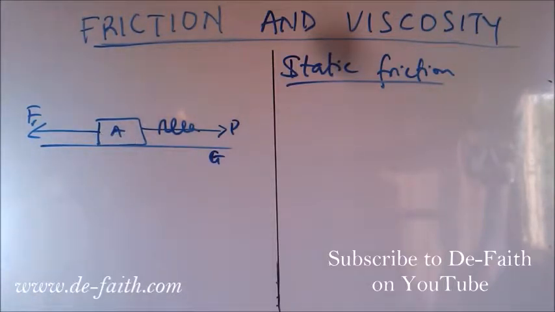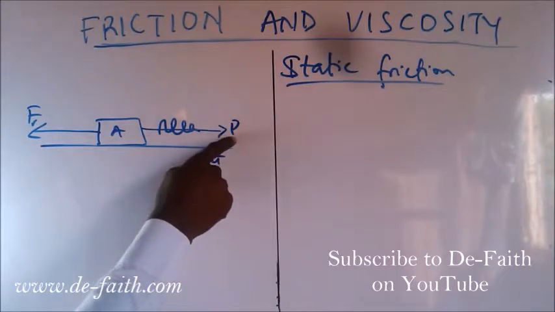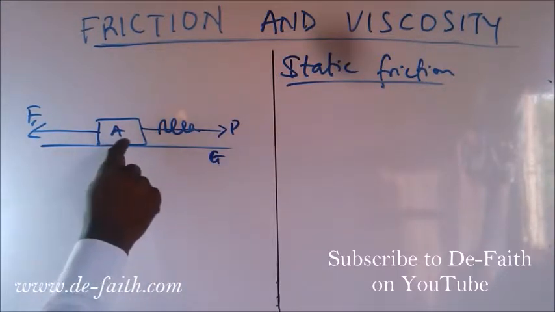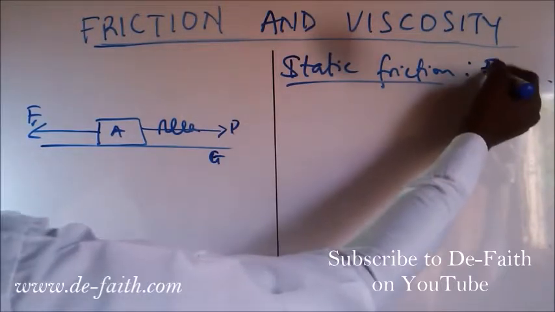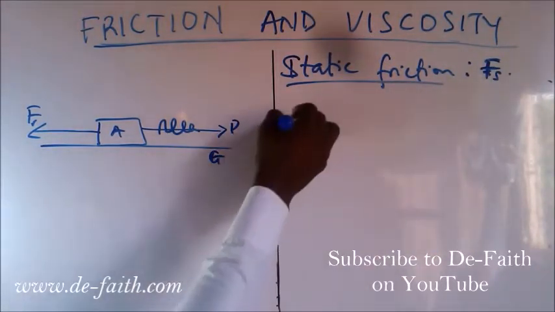Continue to increase the force, and you will get to a particular force at which body A is about to move. If you apply a little more force, the body will begin to move. So before the body moves, the maximum frictional force that stopped a stationary body from moving is called the static or limiting friction. We could use Fs to denote static friction.